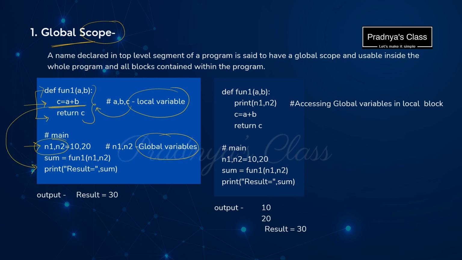But n1 and n2 are global variables. They are accessible throughout the program. Even you can access them within the block. So we understood both types of scope. The first is global and the second is local. The variables with global scope can be accessed throughout the program, but the variables with local scope will be confined to the particular block.